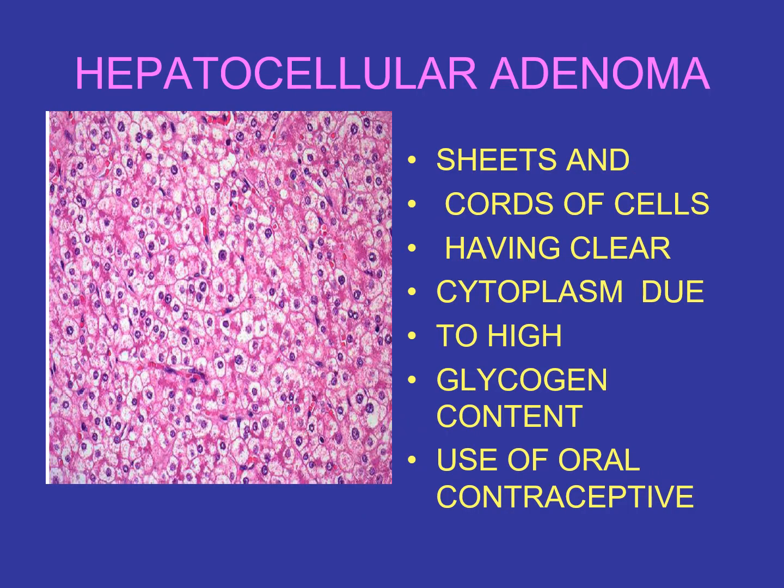Hepatocellular adenoma, if somebody asks about the morphological or histological features, normally they are well circumscribed masses, and on cut section, when we make slides of that, we can see sheets and cords of cells having clear cytoplasm due to high glycogen content, and this is usually associated with the use of oral contraceptives.